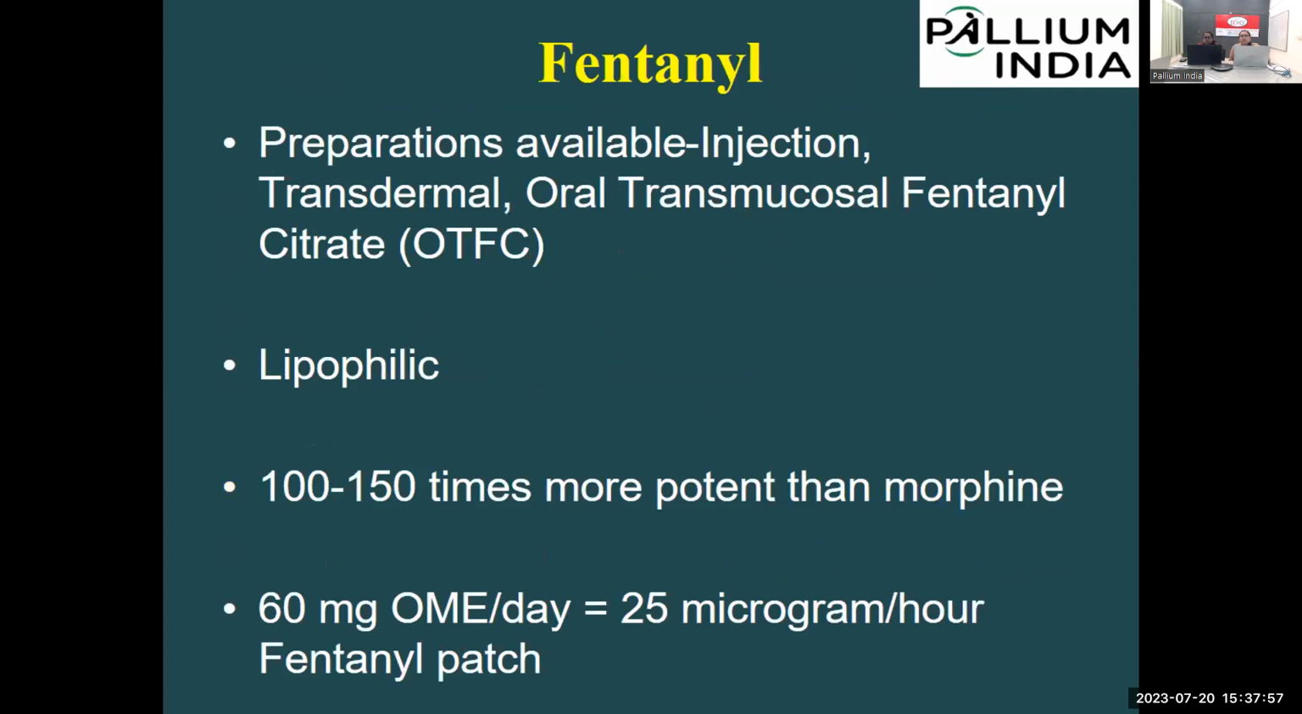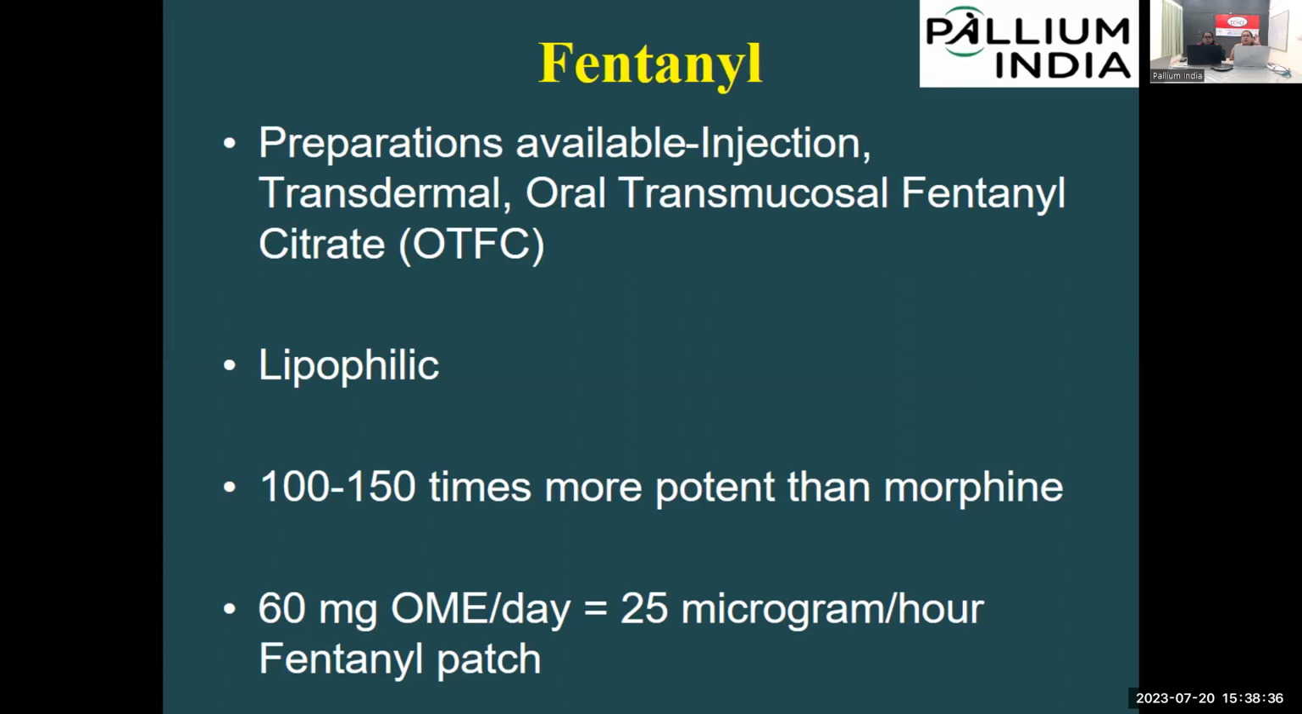So now moving on to the different preparations of fentanyl. Fentanyl is available as injections, a transdermal patch, and also oral transmucosal fentanyl citrate, which is in the form of a lollipop. It is lipophilic, 100 to 150 times more potent than morphine. And 60 milligram of oral morphine in 24 hours is equal to a 25 microgram fentanyl patch. So when I say a 25 microgram fentanyl patch, it means that 25 microgram of fentanyl is released every hour.